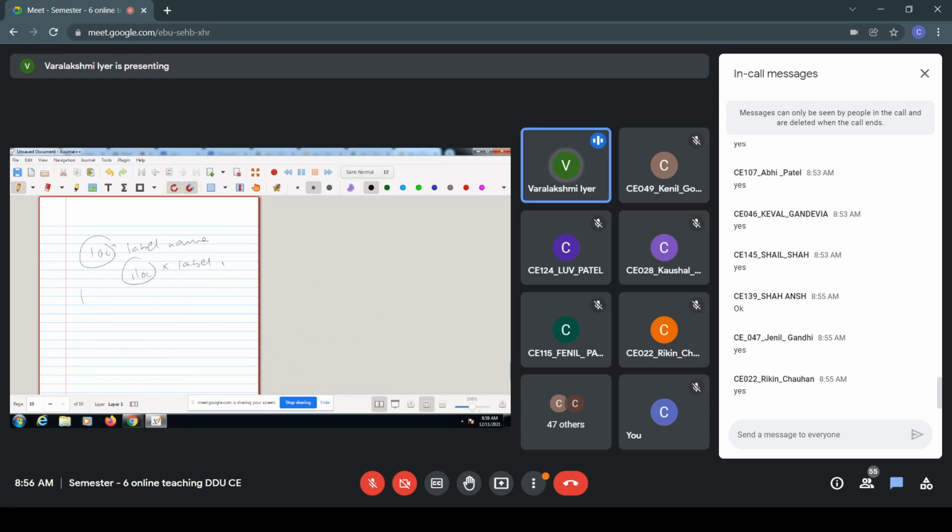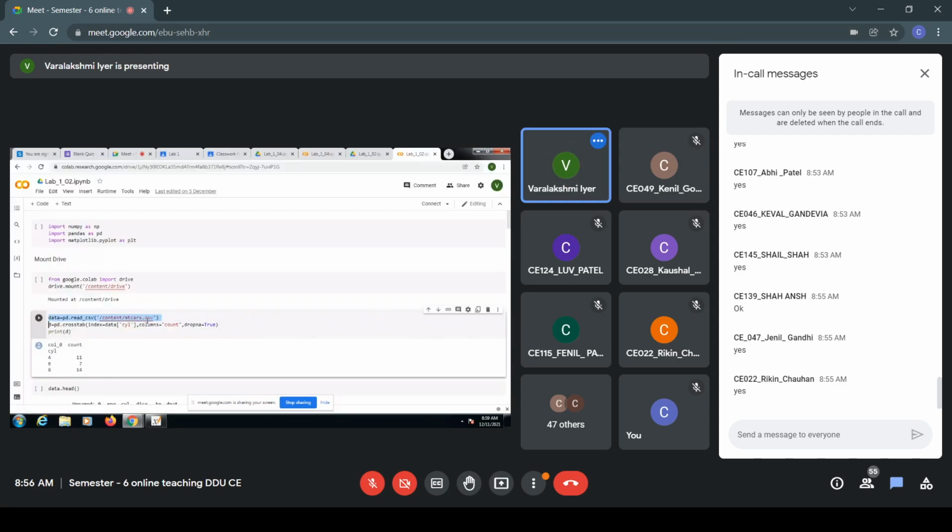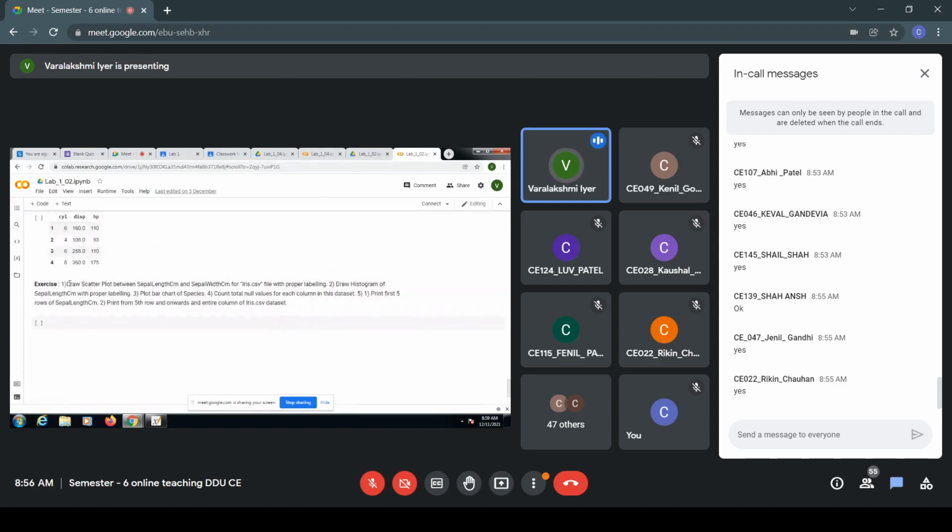I'll give this part to you to try different combinations by yourself to slice the entire data frame. In this file, I have performed the experiment on the mtcars dataset, which is a CSV file. And in the exercise, I have asked you to perform a similar operation on the iris.csv dataset that I have shared with you. So you have to perform the operation on that. Right? Is it clear to everyone? Yes or no? Yes.